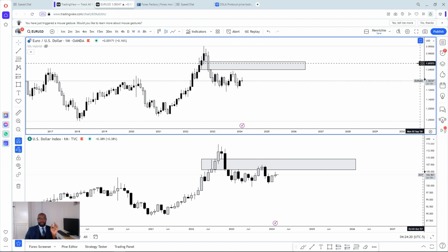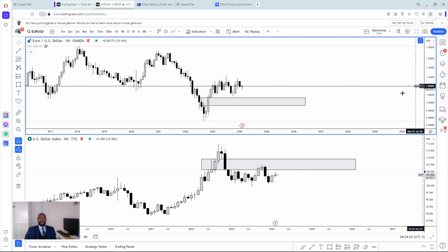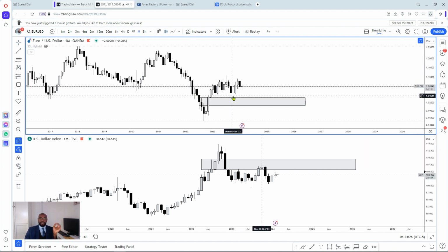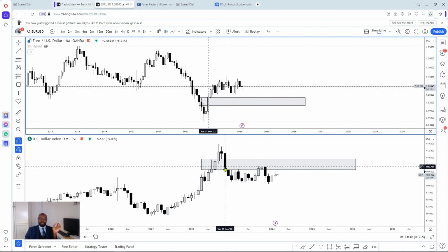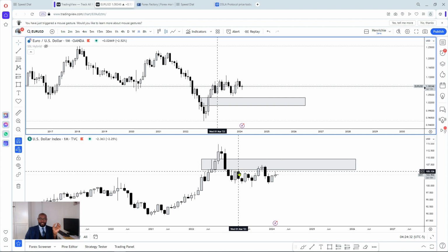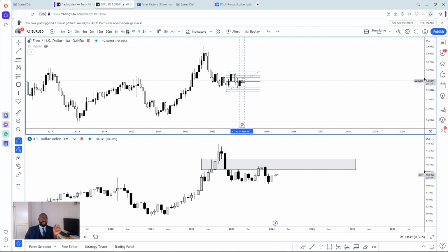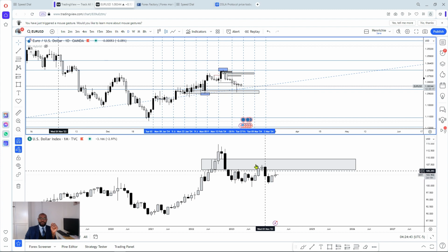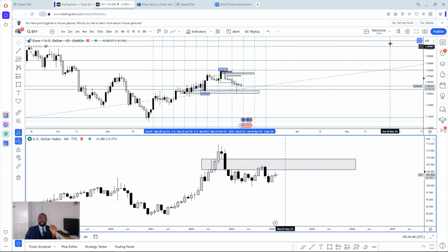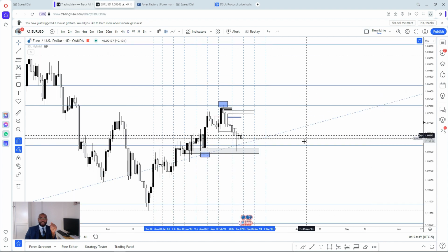Right here, let me invert my screen back so you can understand what I'm saying. You can see that euro was satisfied with coming here and taking this liquidity and rallied, while dollar was satisfied with mitigating the inefficiency and rallied. The reason I'm bringing this to your attention is because I need you to understand that in as much as I'm anticipating a run on buy side liquidity on the dollar, that may not be the same case for euro.